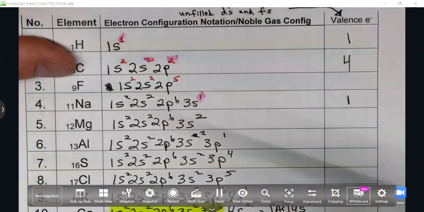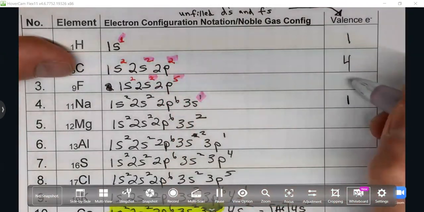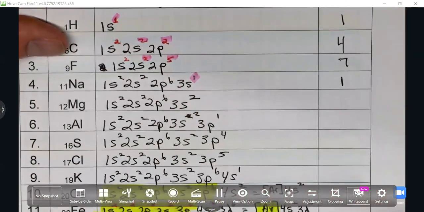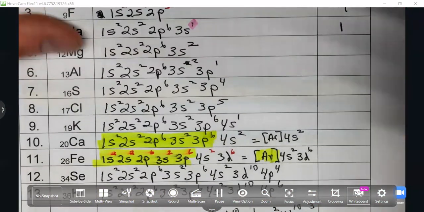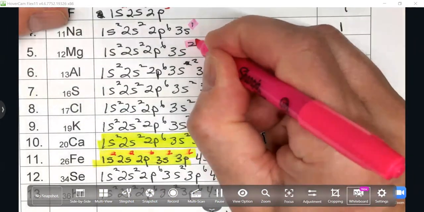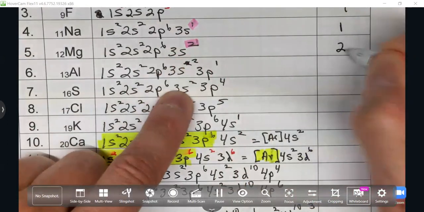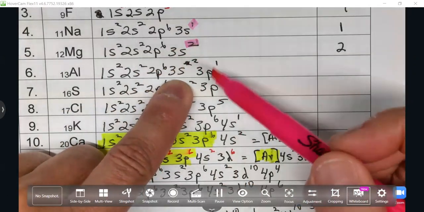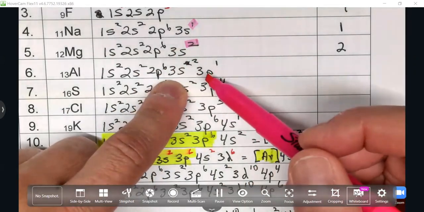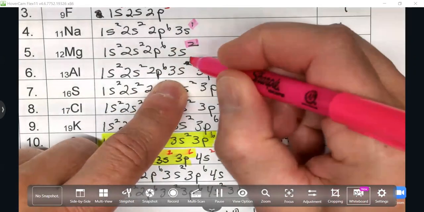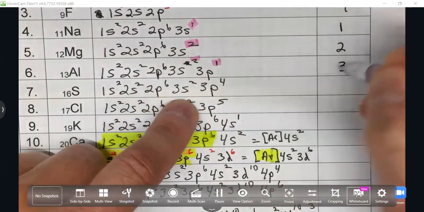And fluorine here, 2s2, 2p5. We know that fluorine has 7 valence electrons. And magnesium, the highest level we get to is 3. We've got 2 there. Aluminum, the highest level we get to is 3, right? So we have 3s2 and we have 3p1. We got 3 valence electrons total.